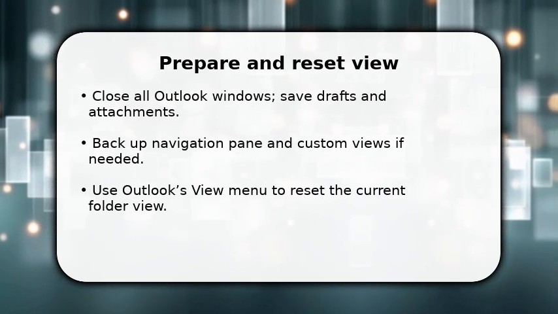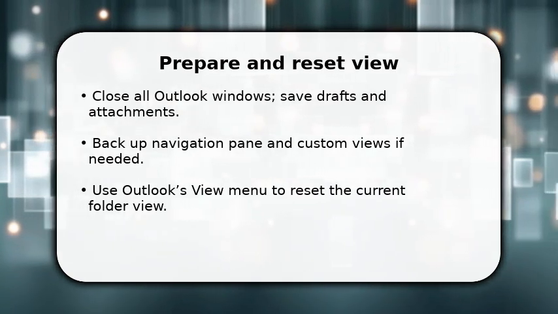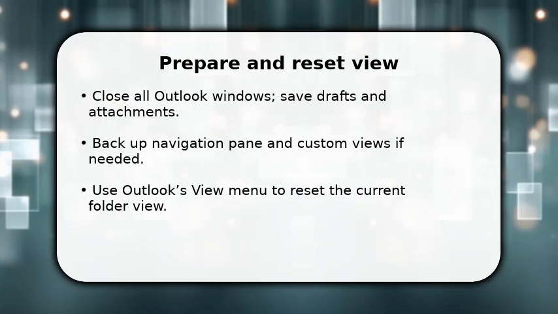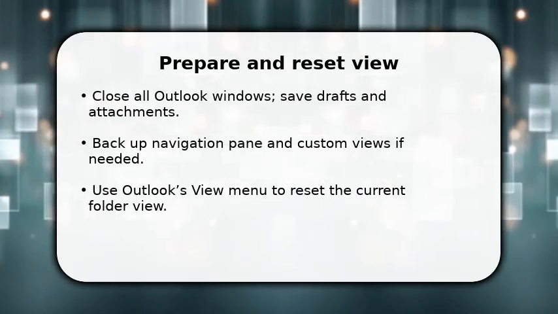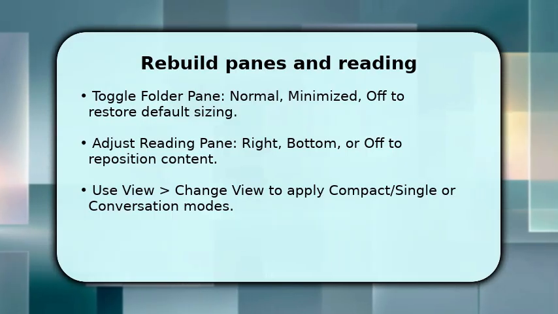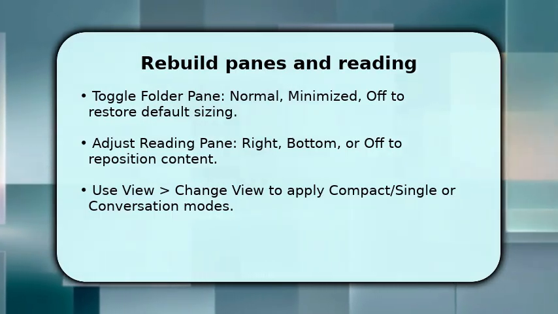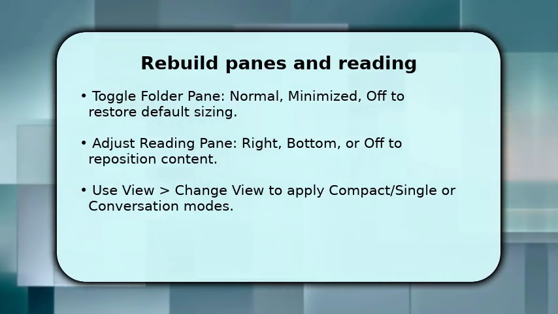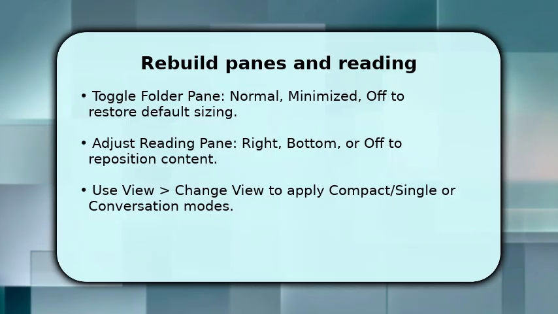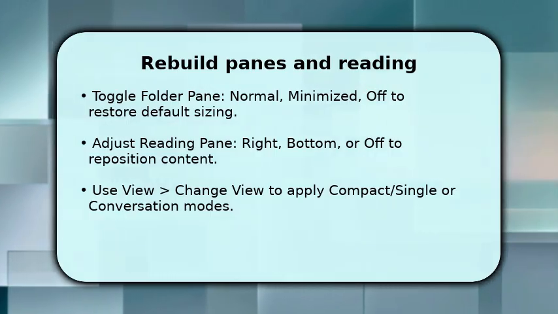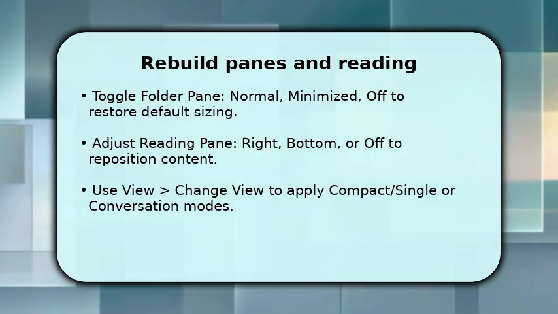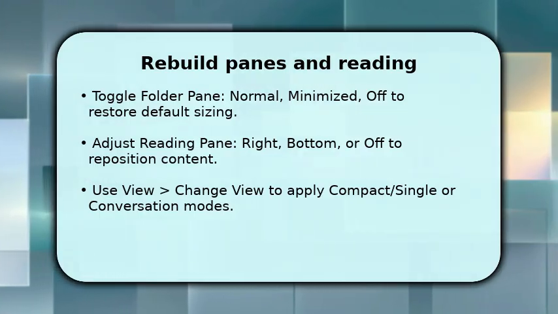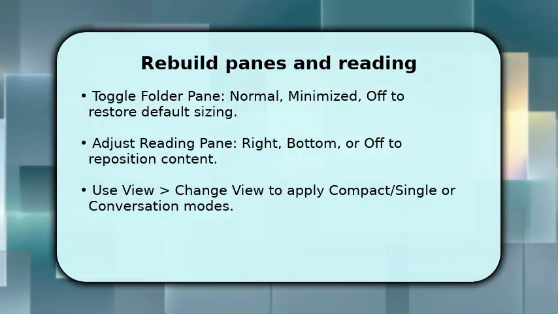Next, you rebuild the main pane so everything snaps into place. Toggle the folder pane through Normal, Minimized, then Off to force Outlook to recalculate widths. Set it back to your preference. Adjust the reading pane position, right, bottom, or off, so message previews align with panes. Then use View Change View to apply compact or single. Conversation mode can collapse threads and fix order issues. These changes reflow the UI and correct column wrapping and invisible separators that break layout behavior.